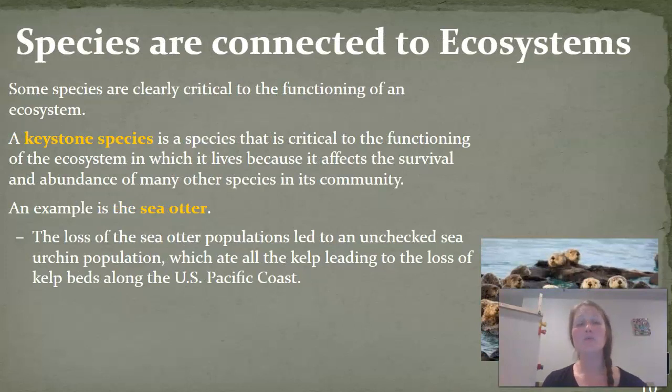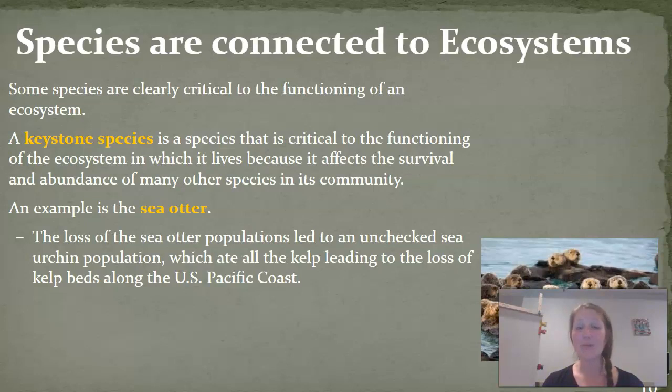Okay. So when we talk about this connection to our ecosystems, we talk about keystone species. Okay, so we see the definition there: a species that is critical to the functioning of the ecosystem in which it lives because it affects the survival and abundance of many other species in its community. So an example of this would be the sea otter.